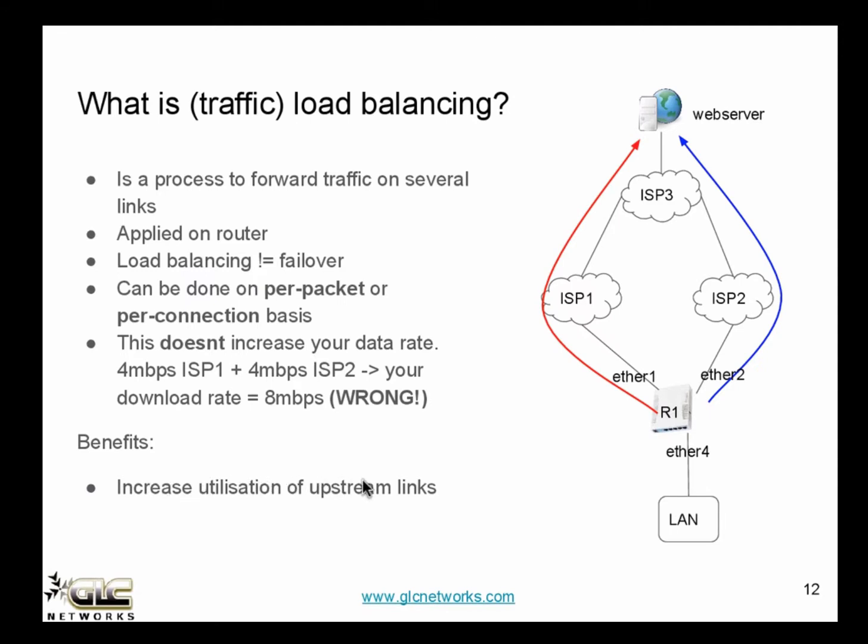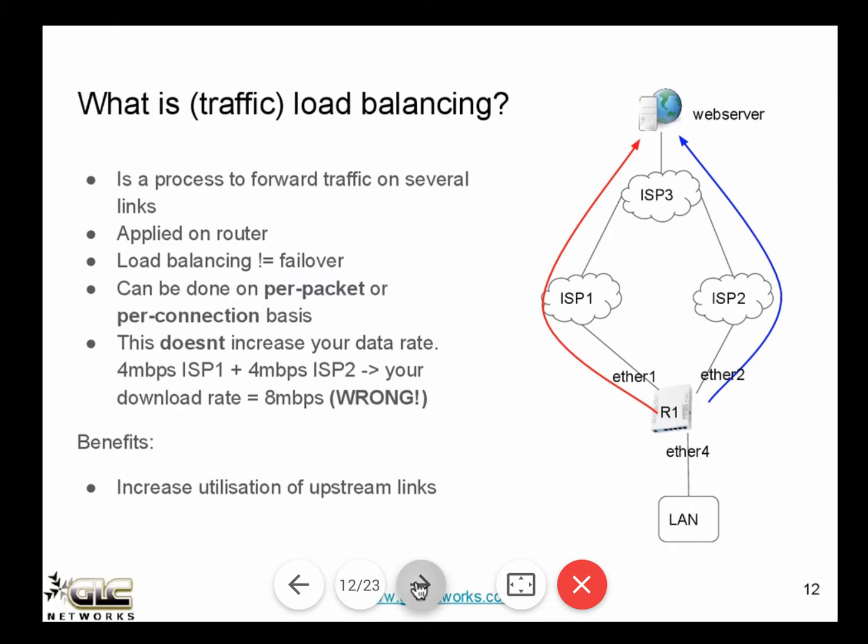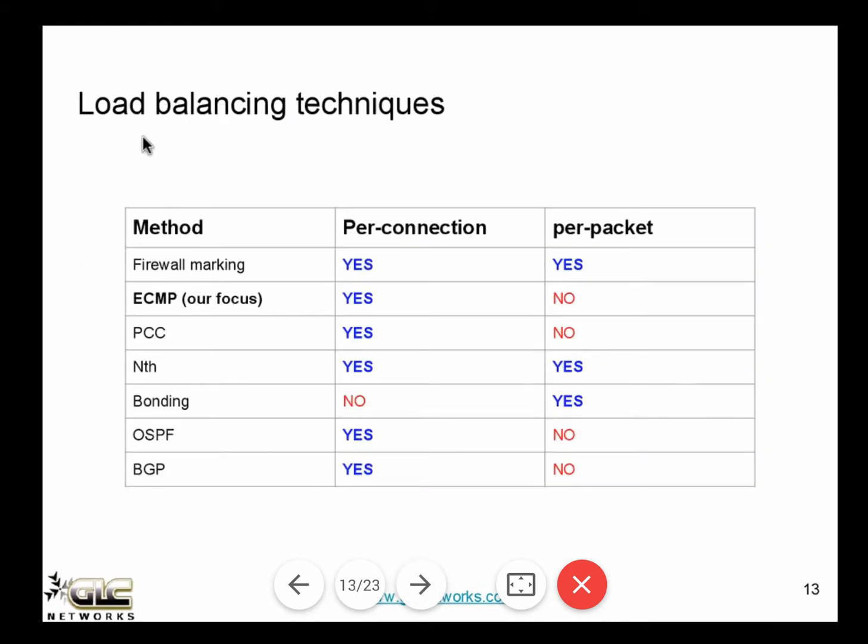So what is the benefit when you do load balancing? First is increasing utilization of upstream links. Without load balancing, you just utilize one link that you have, for example the link to ISP1. If it fails, then it goes to Ether2. Well, that's failover. But you want to utilize both of them. You want to increase the total utilization of the total upstream links.